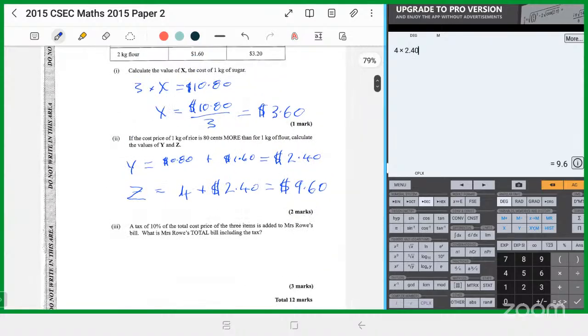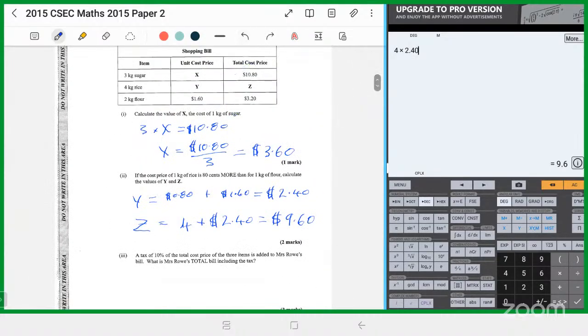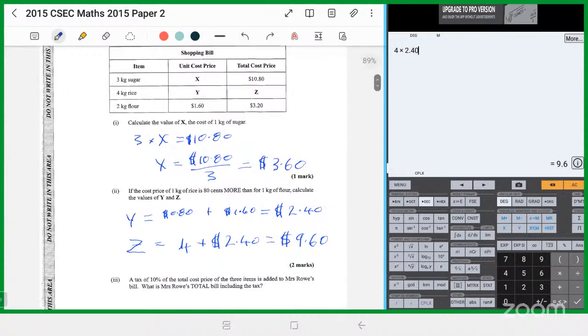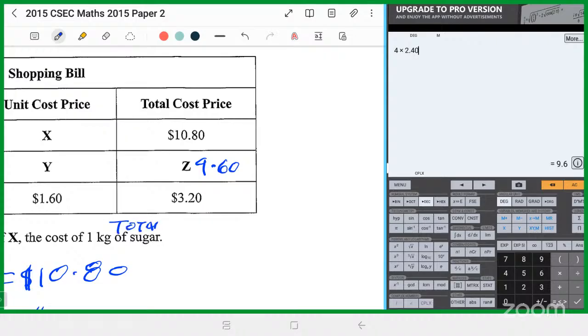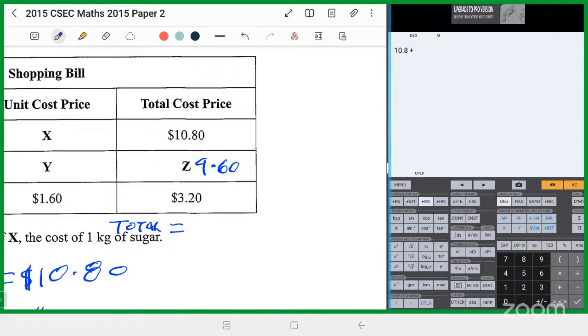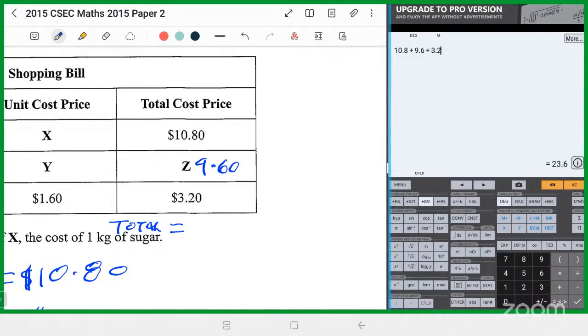Now, what will be the total bill of adding these 3 figures? What was the Z? The Z is $9.60. Let's put the 9.60 here. And then add these 3 to see what the total is. Let's write total. That's the total before tax. So we're going to add up these 3 figures with the calculator: $10.80 plus $9.60 plus $3.20. That's $23.60. So the total is $23.60.